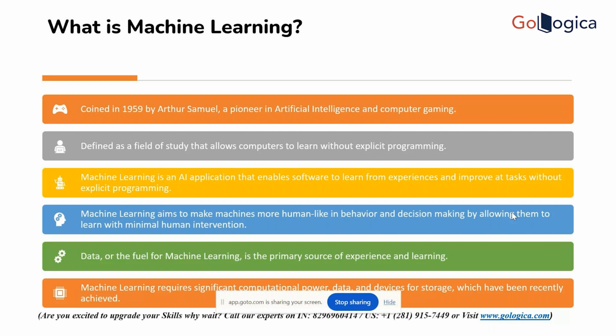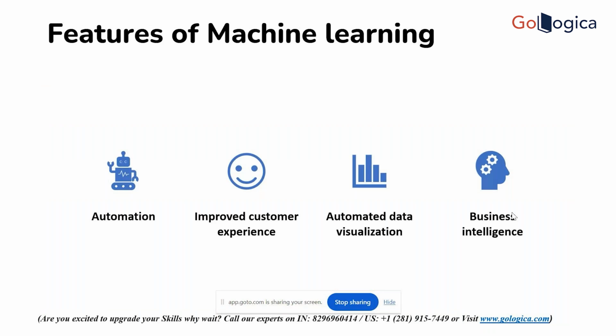Now let's see what are the features of machine learning. So here we have listed four features and let's see each in detail.